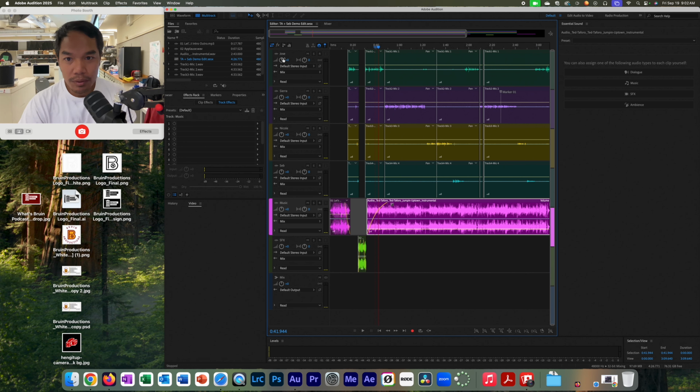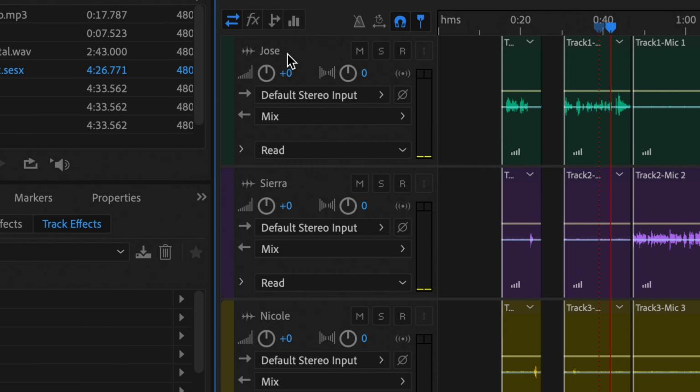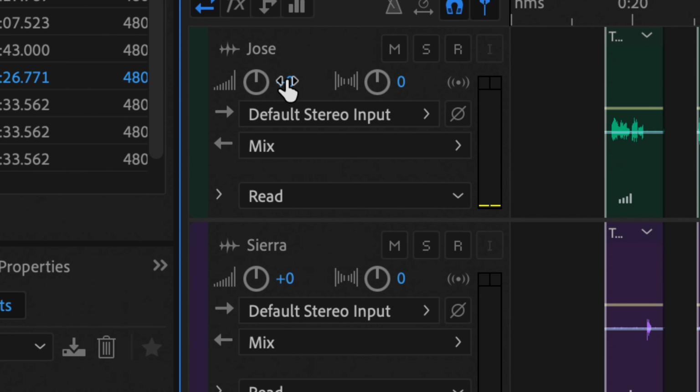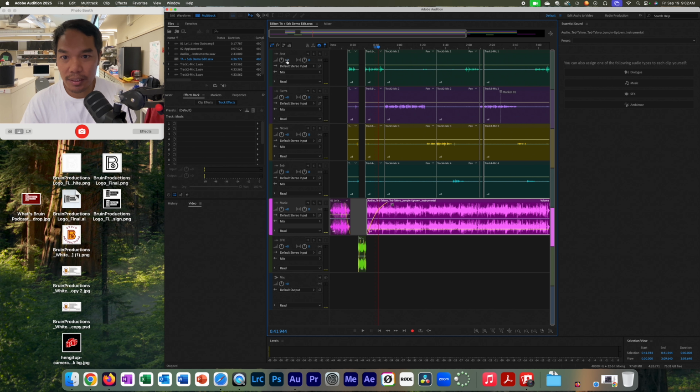So what I'm going to do here is there's this spot right here for amplification, for Jose, the host. I can amplify his sound. Remember, he was peaking around -20. So I'm going to add 10 more. I should be peaking around -10.